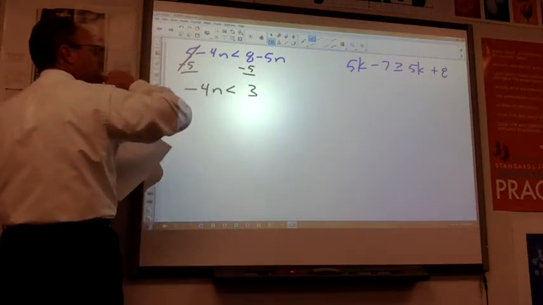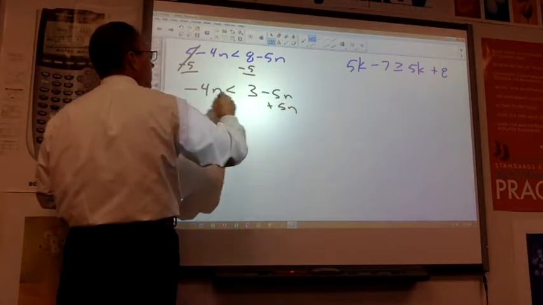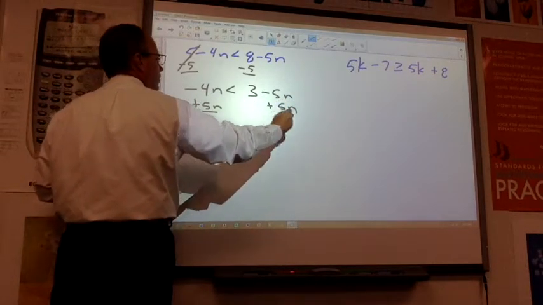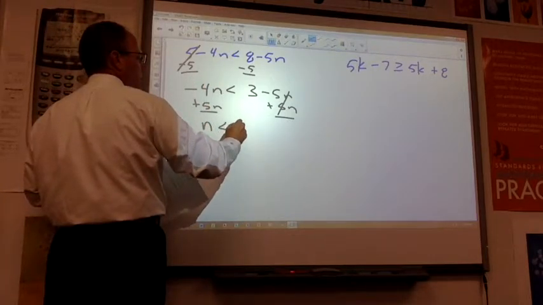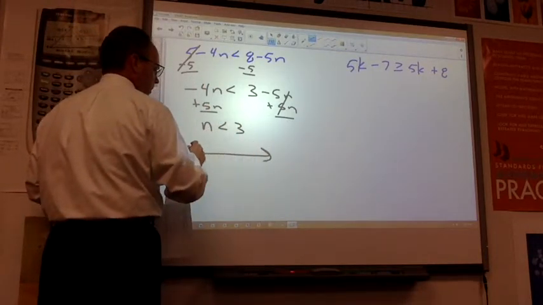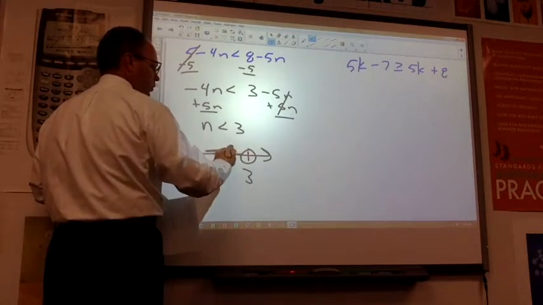That's 3. Is that right so far? Oh, minus 5n. Sorry. Add 5n. So those cancel. So that gives me 1n, which is n. So this is going to be looking like this. This is an open dot, shading this way.